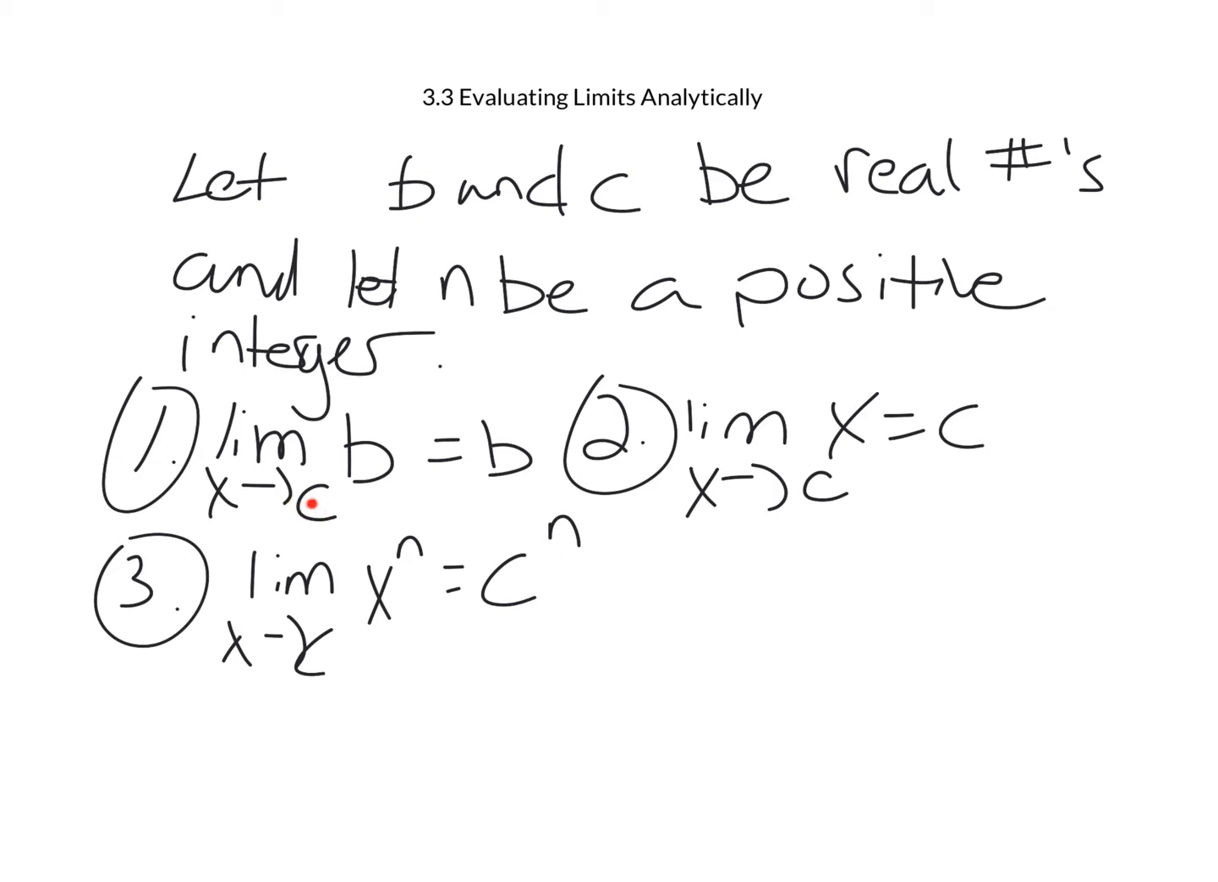So if we had a limit as x approaches c of a constant, it's going to equal that constant. Okay, constant being a number. The limit as x approaches c of x is always going to be whatever that c value is, if it's only x. And then if we have the limit as x approaches c of x to the n power, it's going to be c to the n power. So basically, if we're not having anything more than either a constant or an x, it's pretty much straightforward what the limit is going to end up being.